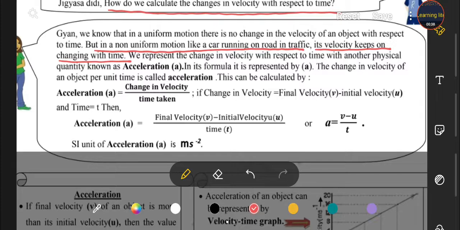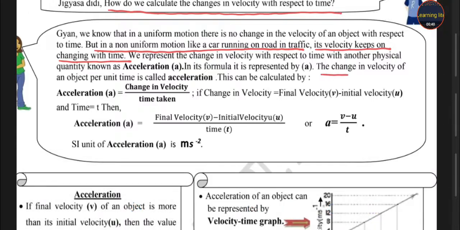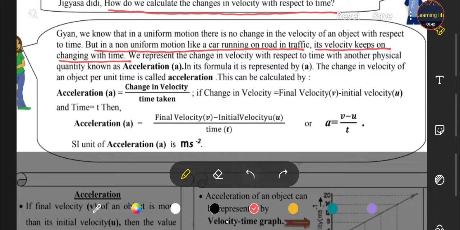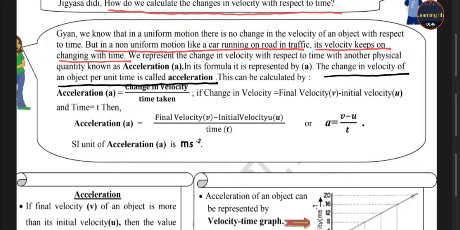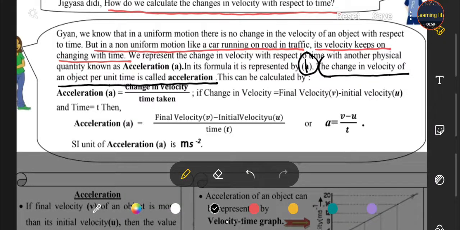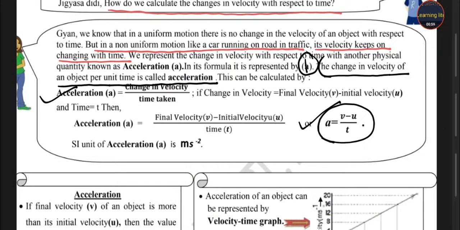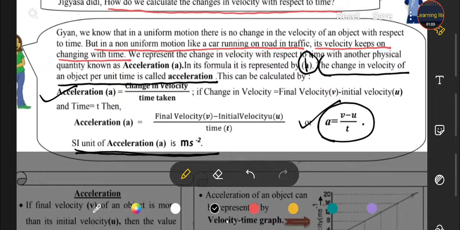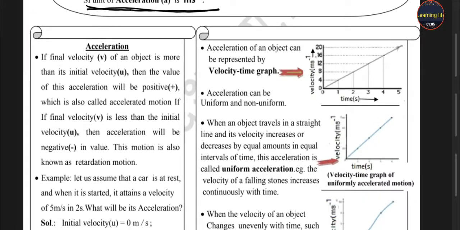What is acceleration, students? The change in the velocity of an object per unit time is called acceleration. This is the answer of your first question. And what is the formula? The change in the velocity upon time taken. You can also write that form of formula. And what is the SI unit, students? Meter per second square.